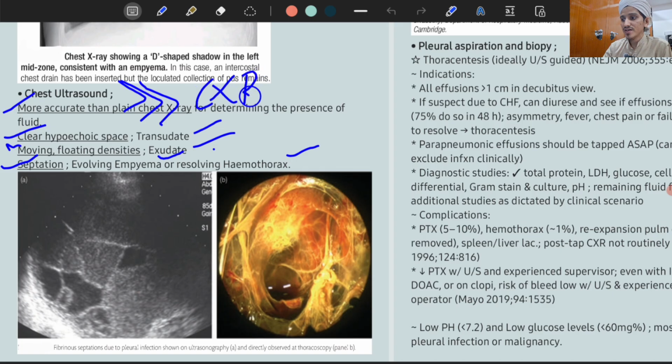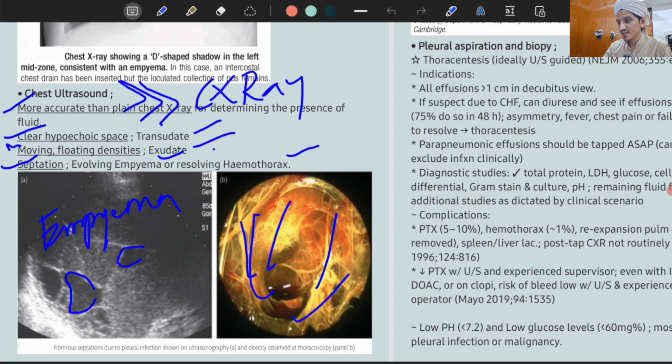It can differentiate between transudate, exudate, empyema, hemothorax. These all you can see. See here, there are septations and there are floating densities. So this is an ultrasound of empyema. So see this in thoracoscopy, meaning opening the thorax surgically. So you see these septations formed in the pleural cavity. Okay, so this is fibrothorax.